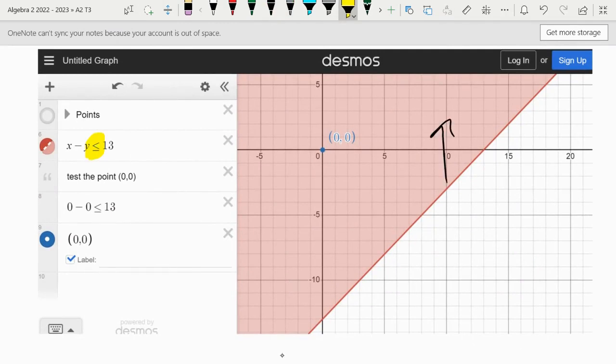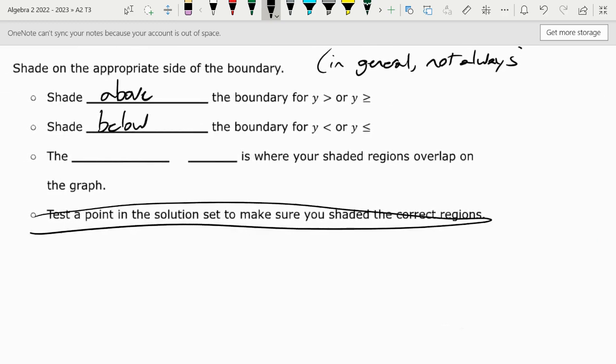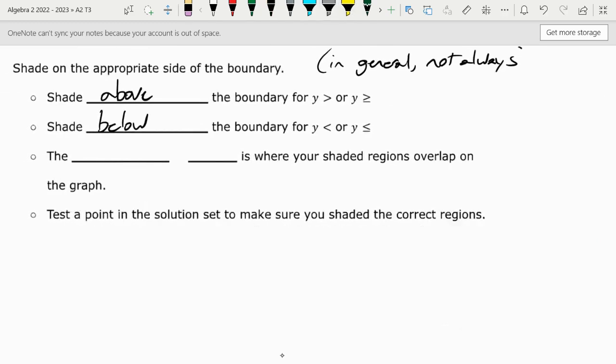In that case, you need to test a point. The point we're testing here is this point right here, 0, 0. If we plug in 0 for x and 0 for y, we get a true statement. 0 minus 0 is less than or equal to 13. This is true. So we shade in the direction of 0, 0. So we shade over here in this direction towards 0, 0. So in general, always test a point to make sure it's in the right regions.